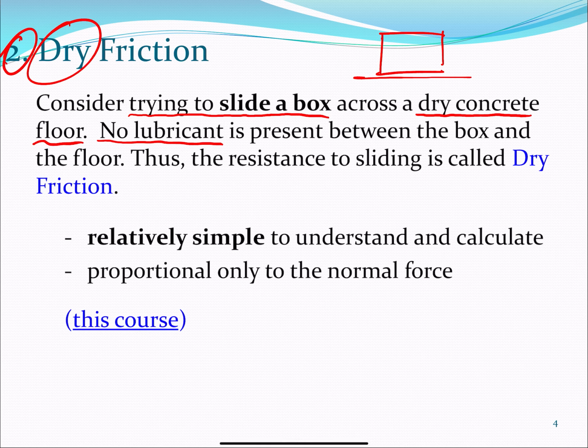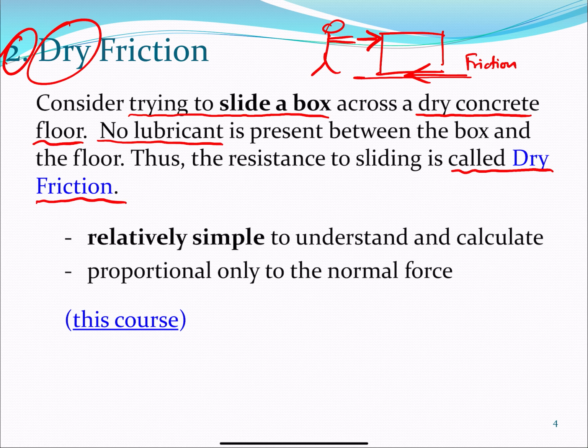The resistance to sliding, you can visualize. If you're trying to push this box, you will find a resistance, a friction force that will resist the movement. That resistance to sliding is called dry friction. Dry friction is relatively simple to understand and calculate if we use the appropriate model.